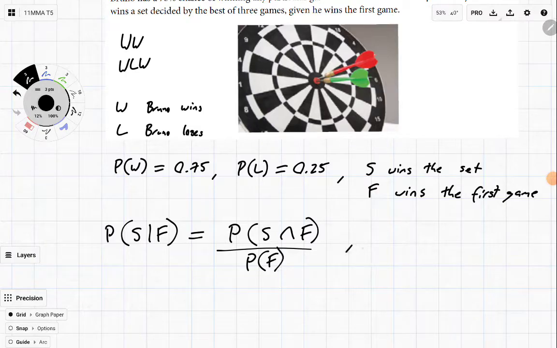Well, that's easy. The probability of him winning the first game is just 0.75. It's the same as him just winning. The more interesting part is how do we work out S and F?